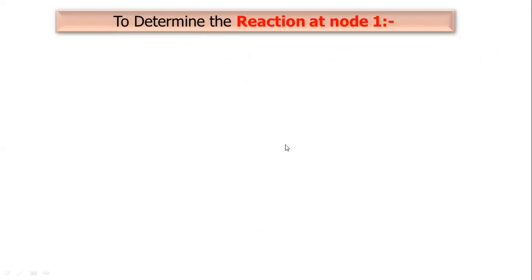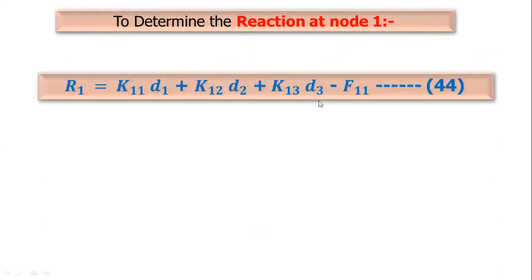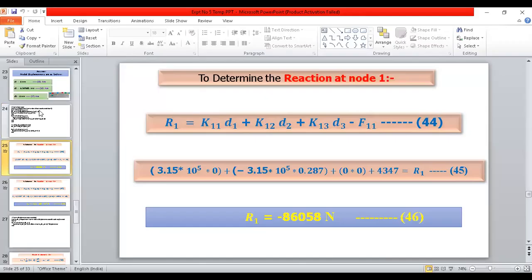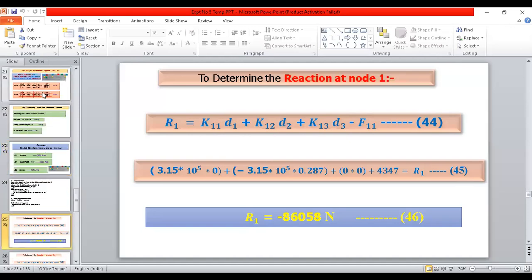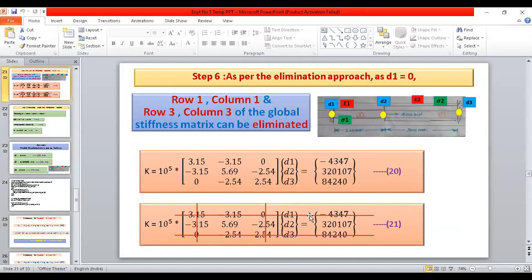Then to determine reaction at node 1, how to prepare reactions means in this step. Okay. So reaction produced at node 1 and node 3. How to prepare? Just take this equation number, suppose 20. Okay.